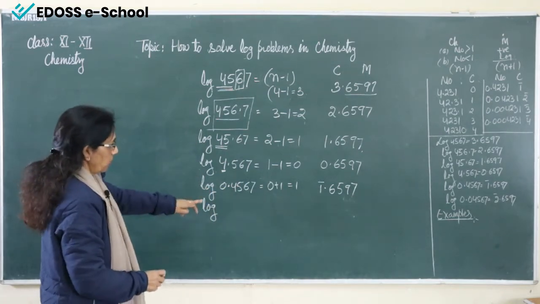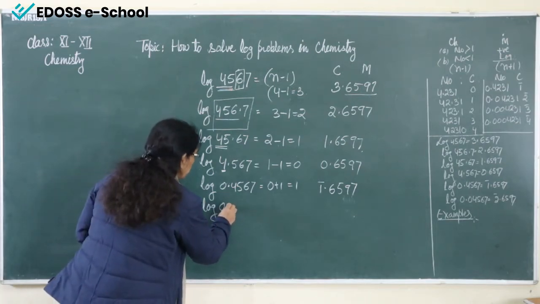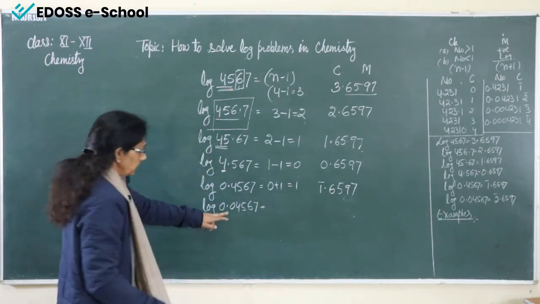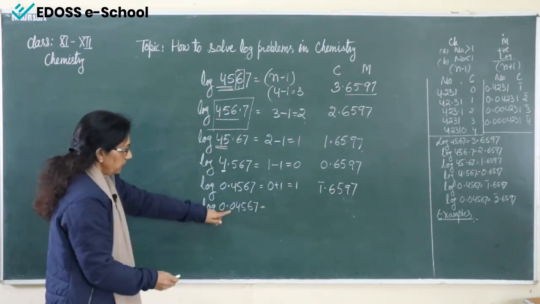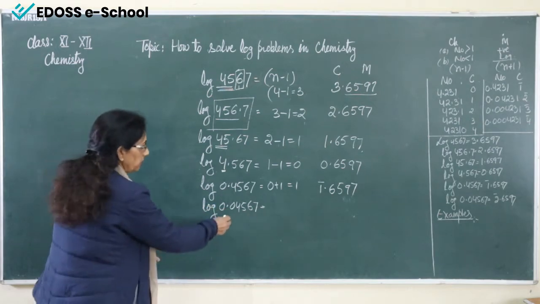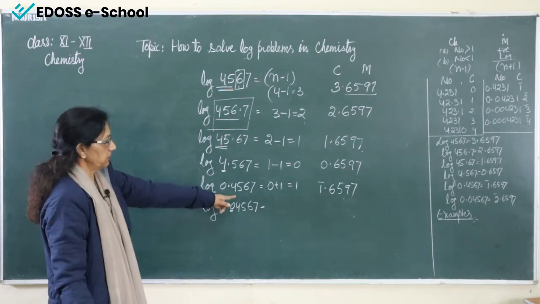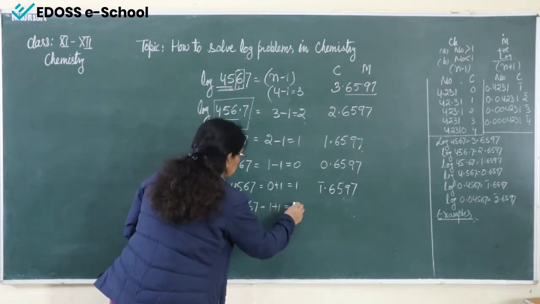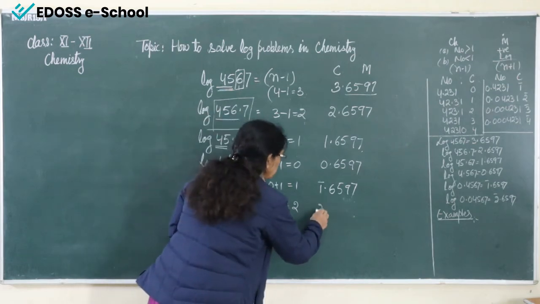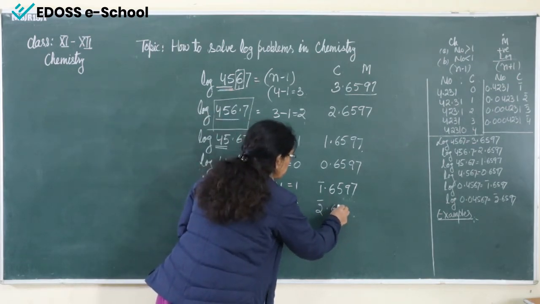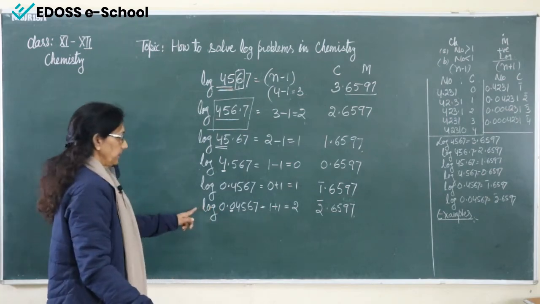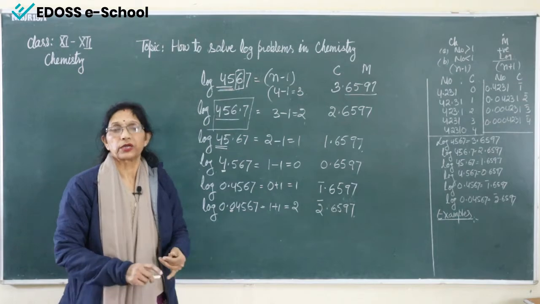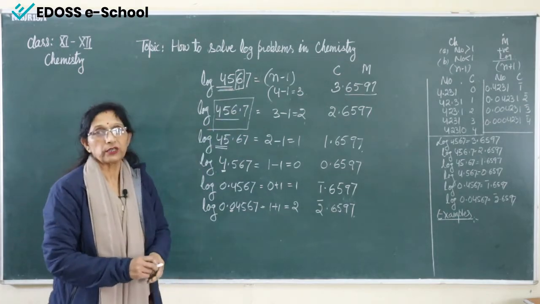Okay, same, one more example I am giving here. Same log, if it is like this, 0.04567. Now we can see n will be 1. 1 zero is coming between the decimal and the first significant number. So this is 1 plus 1 is equal to 2, or this will be 2.6597. So in this way, if we are able to understand the characteristic, we can easily calculate the mantissa.